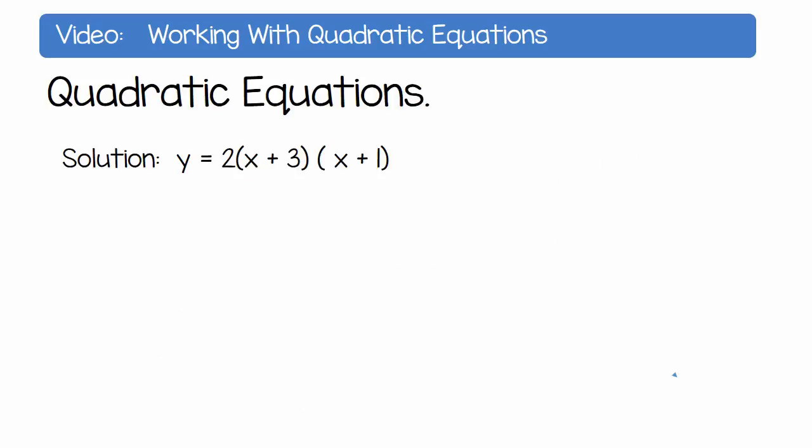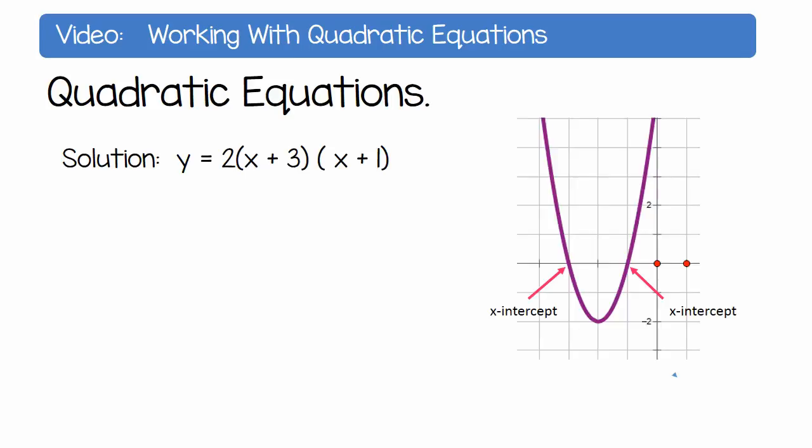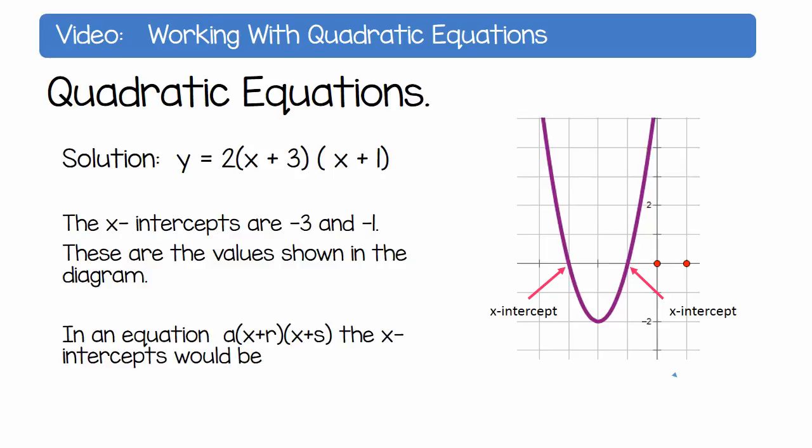Solution. For the equation y equals 2(x plus 3)(x plus 1), our diagram matches the x-intercepts of negative 3 and negative 1 that we found by taking the values from the equation. Therefore, we could make the statement: if you're given the form (x plus r)(x plus s), the x-intercepts are found by setting x plus r equal to 0, so x is negative r, and x plus s equal to 0, so x is negative s.